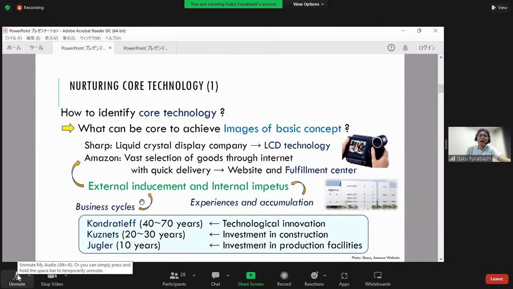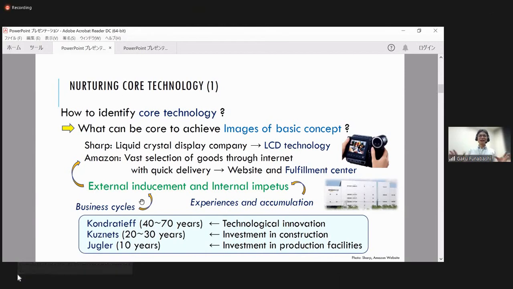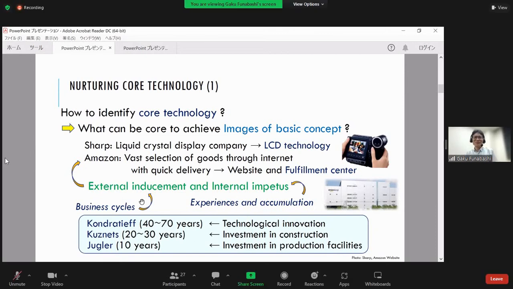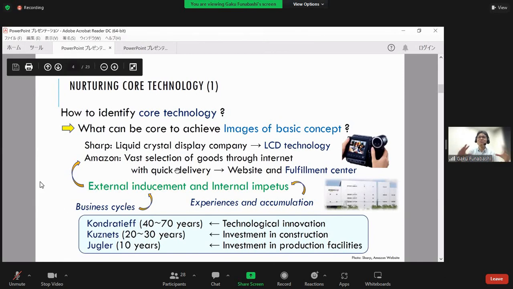And when I explained PEST analysis, I also said PESTLE. What is L? Legal. Yes, Mr. Donsikwak. Legal. And the last E. What is E? Environment. Yes, Mr. To, environment. Yes, environment. So PESTLE, that is one framework to understand what is happening in the external environment.